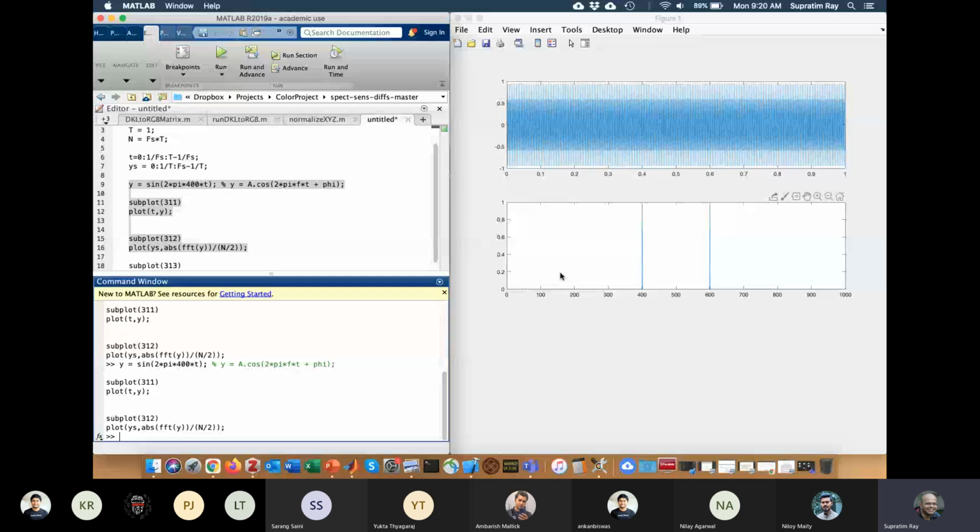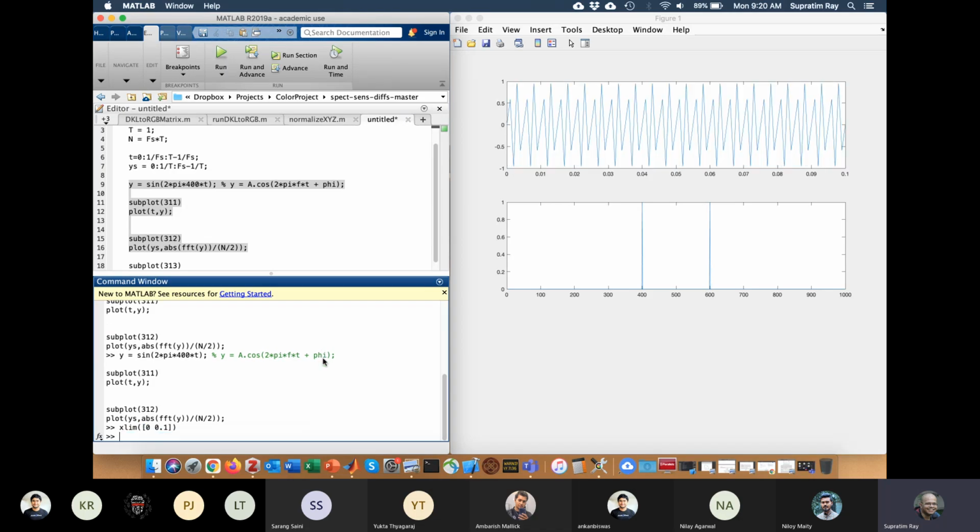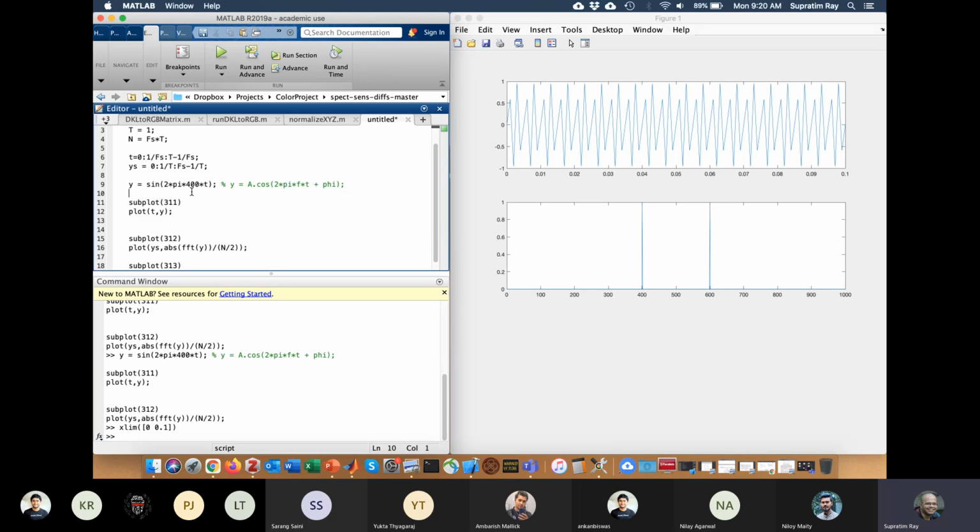So see if this sinusoid, now let me zoom in a little bit to this. So I'll just click here and say xlim 0 to 0.1. So I'm looking at only 100 milliseconds. This is the sampled sinusoid. Okay, and that's because the actual sinusoid has a frequency of 400 hertz. Okay, so each cycle will only have very few terms here.